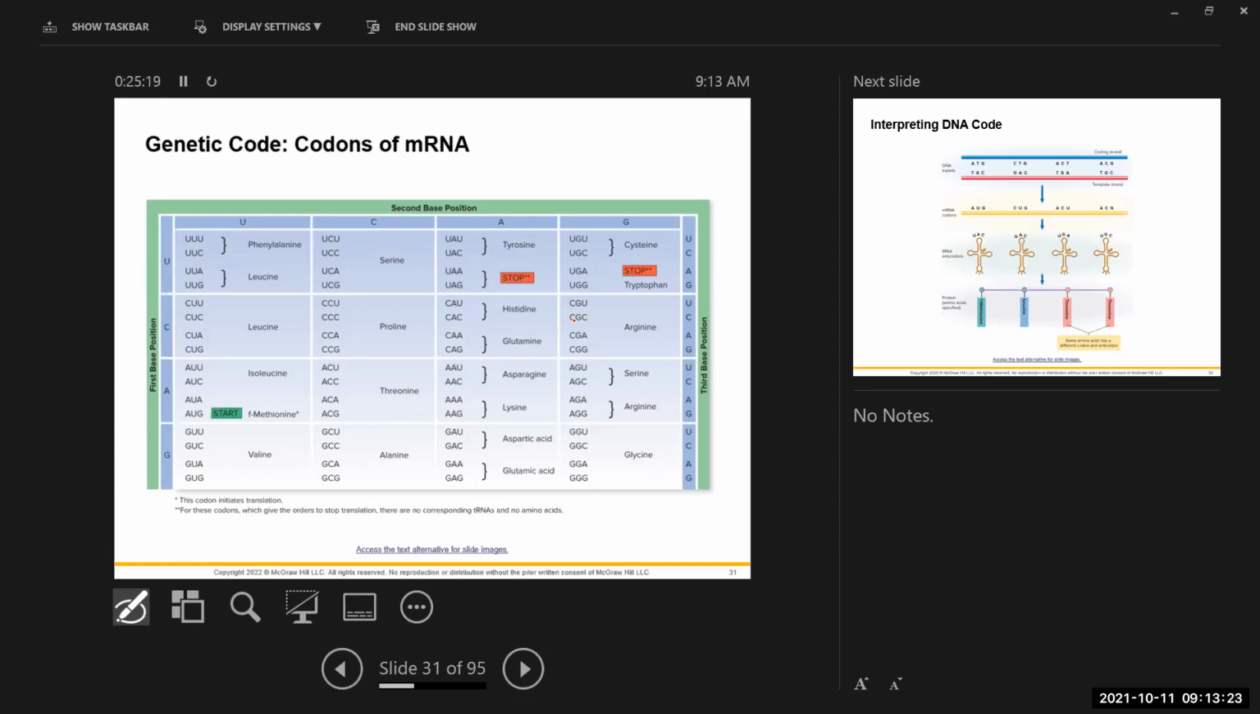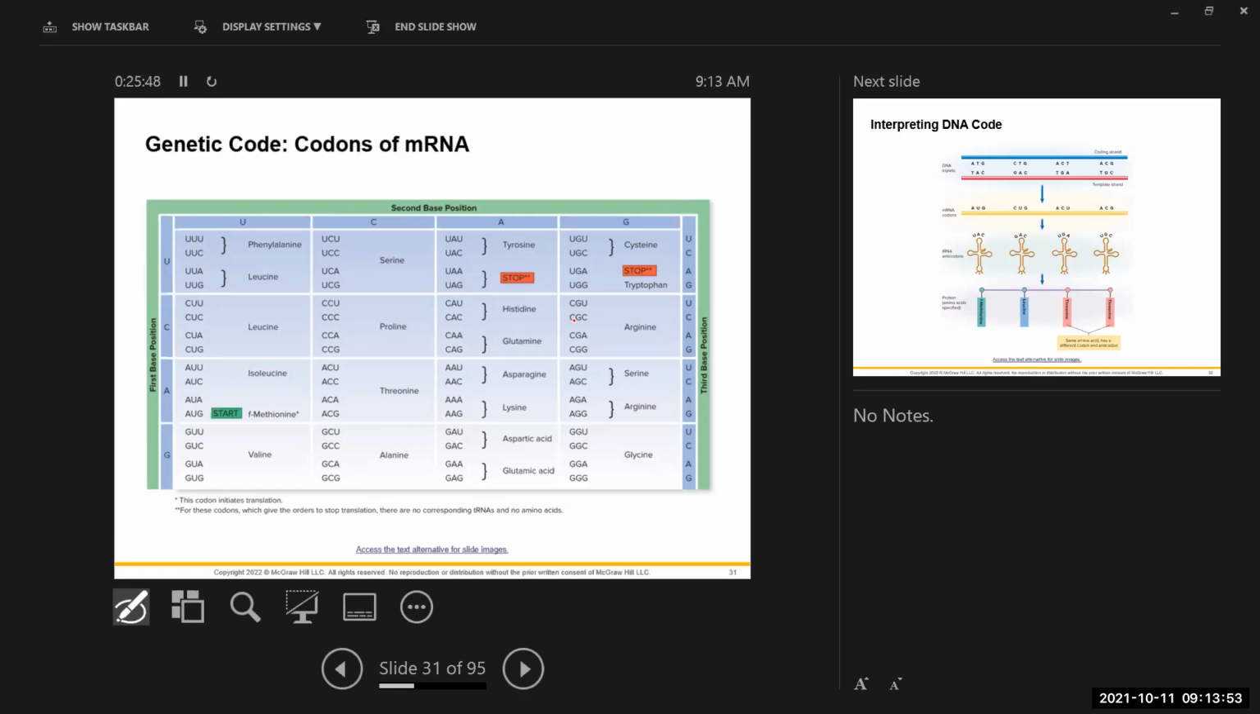When the ribosome gets to the stop codon, no tRNA binds. So the ribosome says, okay, that's enough. We've made our protein. And instead of the peptidyl transferase transferring an amino acid to another growing polypeptide chain, it just clips the protein from the tRNA, and the protein is now free. So that's the genetic code.